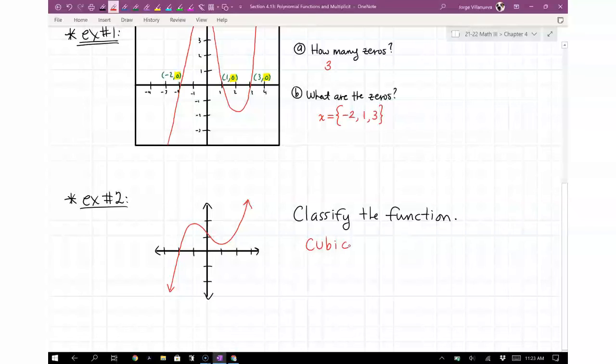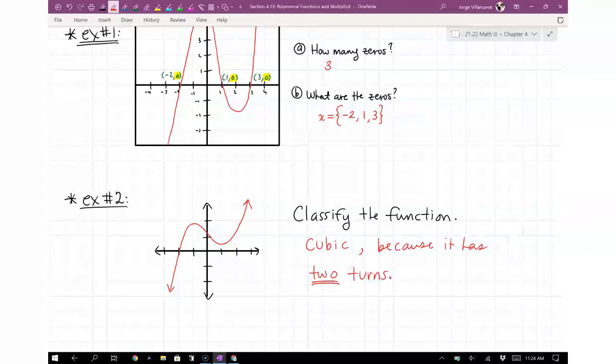I'm going to put right here, because it has 2 turns. If it has 2 turns, that means 1 more would be its power. If it turned 5 times, that means it would be a 6th degree. If it turns 1 time, that means it would be a 2nd degree. It's always 1 more than the number of turns.